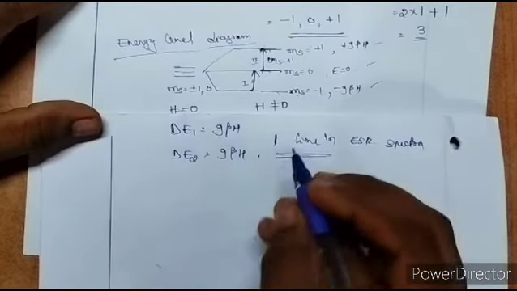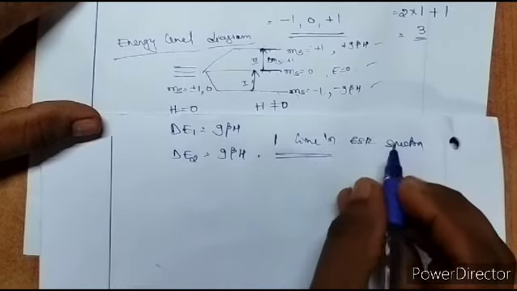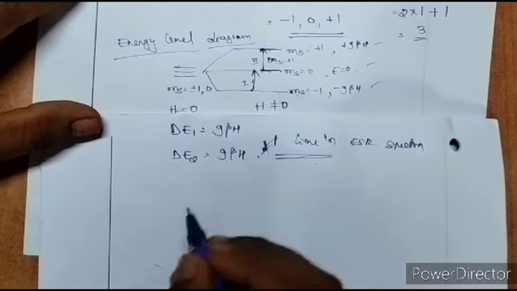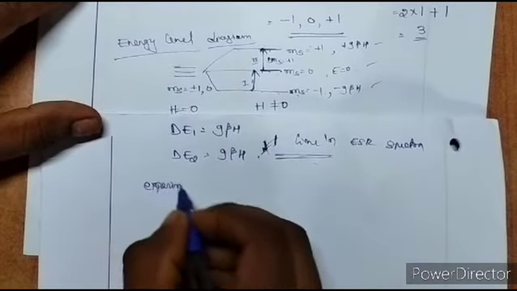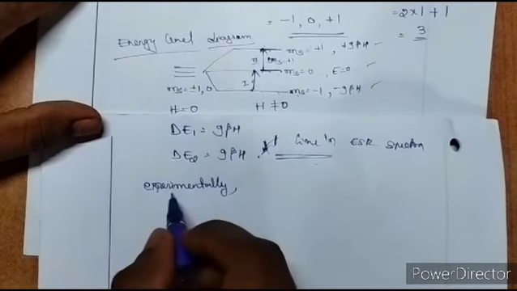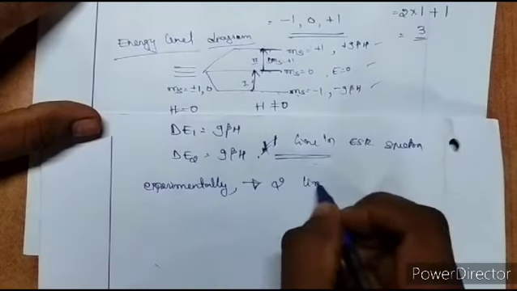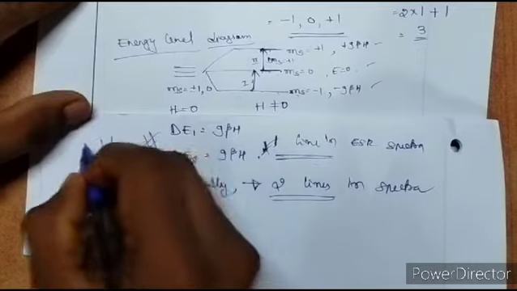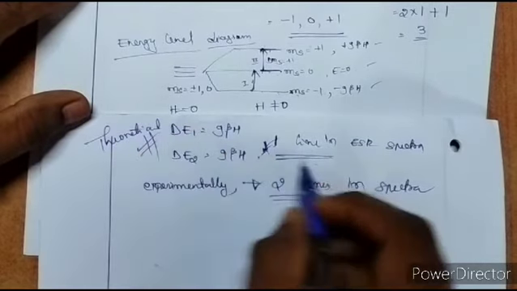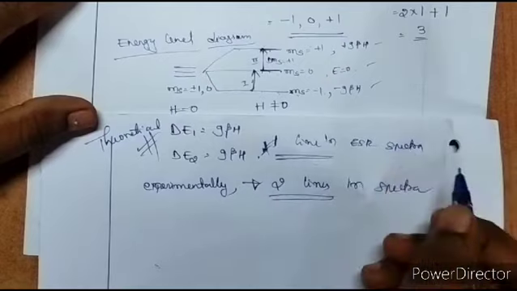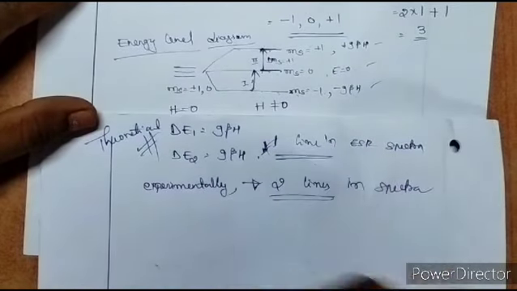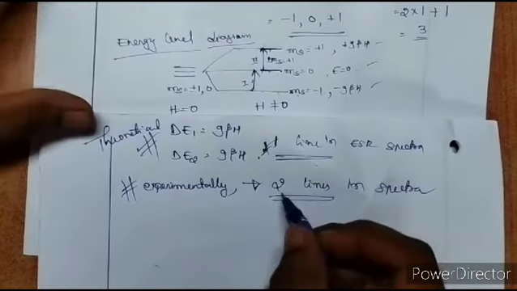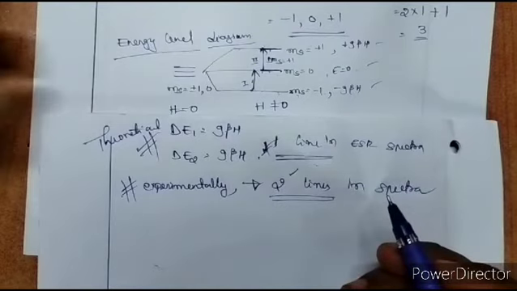Theoretically, we predict that there should be only one line in the ESR spectra, because the energy for both transitions is the same. But what is observed experimentally? We get two lines, or two signals, in the spectra. It is proved experimentally that in the ESR spectra we get two lines for the naphthalene biradical system.